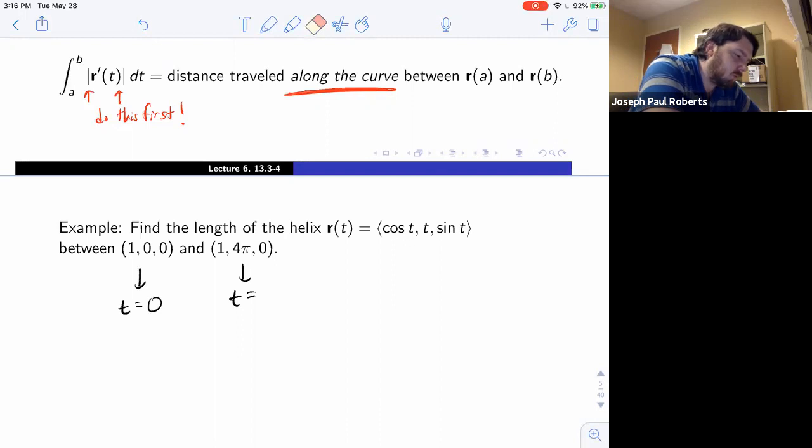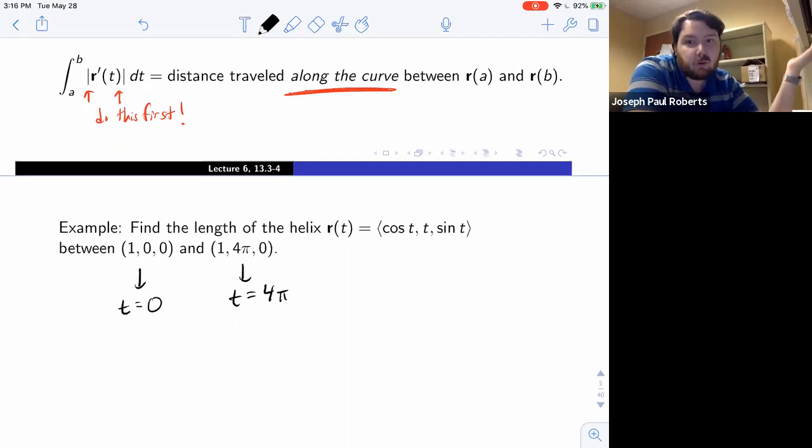And then for 1, 4 pi, 0, we have to ask ourselves, okay, what value of t makes cosine t, t, sine t equal to 1, 4 pi, 0? And yeah, turns out it's 4 pi. So like I said yesterday, you have to find something that works for all three. If you can't, then I lied to you and that point isn't actually on the curve. But as we could see, 1, 0, 0 and 1, 4 pi, 0 actually both are on this curve, so we're all set.